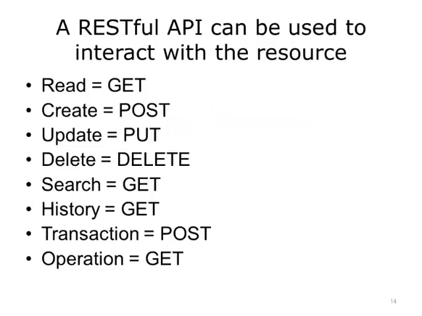The FHIR operations consist of create a resource, which uses RESTful API command POST, read a resource, which uses RESTful API command GET, update a resource, which uses RESTful API command PUT, and delete a resource, which uses RESTful API command delete. Search, which uses GET, history, which uses GET, transaction, which uses POST, and operation, which uses GET. Each of the FHIR operations are described in depth in the FHIR specification. The FHIR specification can be accessed at www.hl7.org/FHIR.